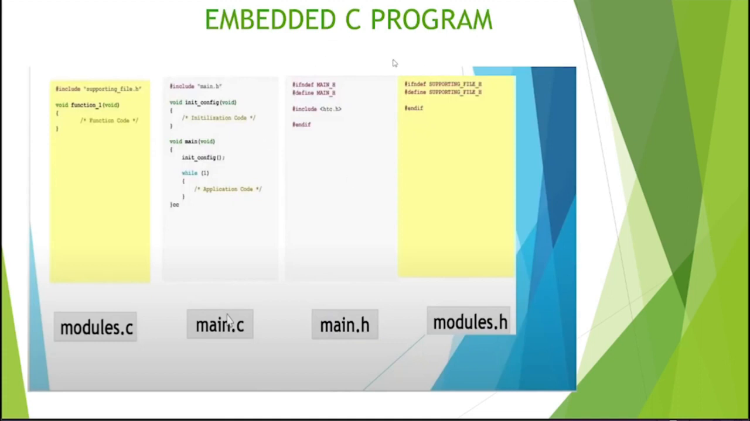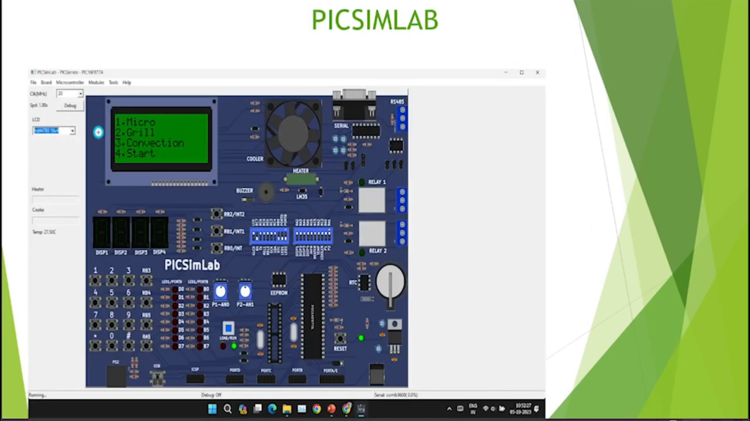Then we'll talk about embedded C programming. There are some different parts in embedded C programming, and to improve the readability of the code, we use some header files as well as a main file. To mention a header file, we use .h, and to mention a C file, we use .c. This is the structure of the code. In this way we implement the actual project. Now we talk about the software. This is the PixSimLab software where we implement the actual project.